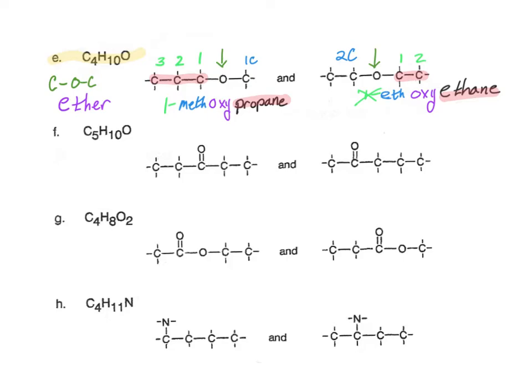Now let's look at letter F, which has C5H10O. And again, the molecular formula is the same, so it has a possibility of being an isomer. And then we're going to look at it. We're going to see that we have a functional group with the oxygen here, so C double bond O on it. And when we have a C double bond O and there is a carbon on both sides, what is the class of compound?